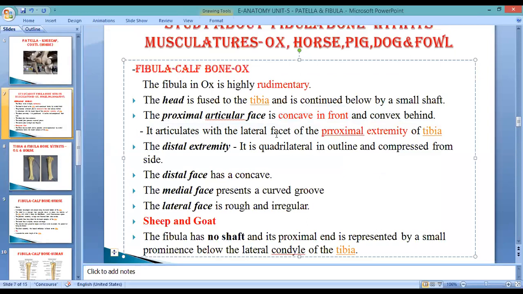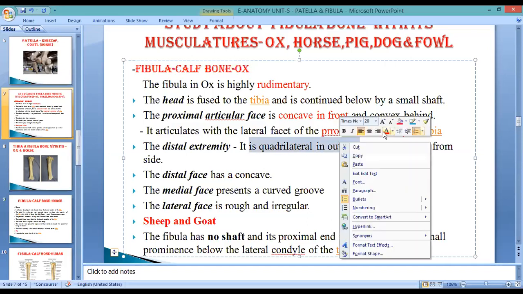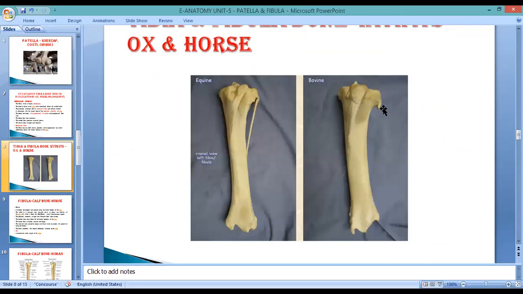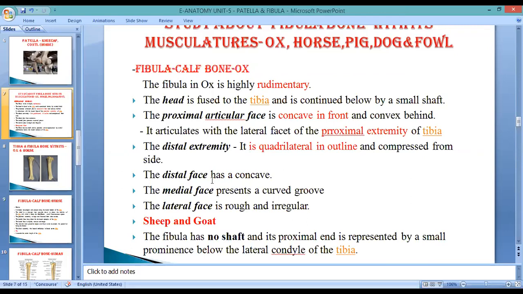Proximal articular surface is concave in front, convex behind, and it articulates with the lateral part of the proximal extremity of tibia. Means its medial part comes in contact with the lateral part of the tibia. Distal extremity is quadrilateral in outline and compressed side by side, and somewhat pointed in shape. Distal face is concave, medial face presents a curved groove, and lateral face is rough and irregular.